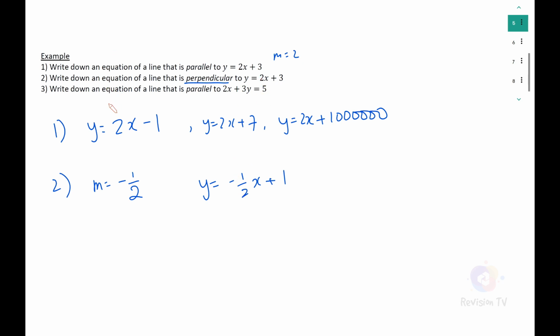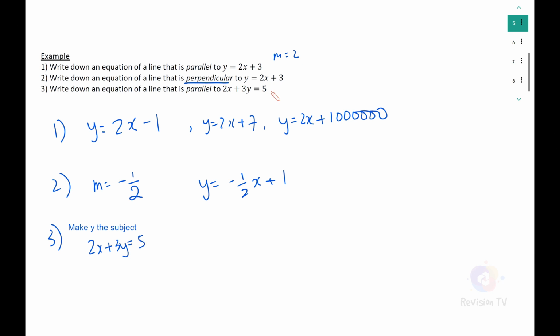Question 3. Write an equation of a line that is parallel to 2x plus 3y equals 5. Now, can you tell me what is the first thing you have to do for this equation? Hopefully your answer is that you have to first of all make y the subject, because you have to make y the subject to see what the gradient is. So let me copy the question again: 2x plus 3y equals 5.